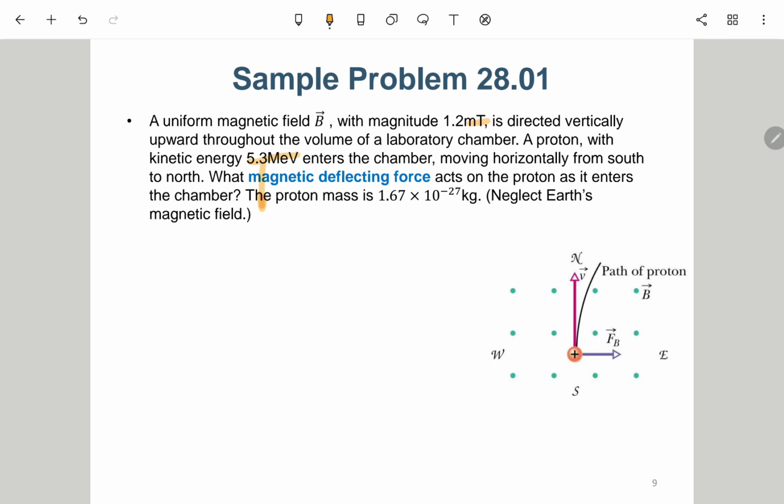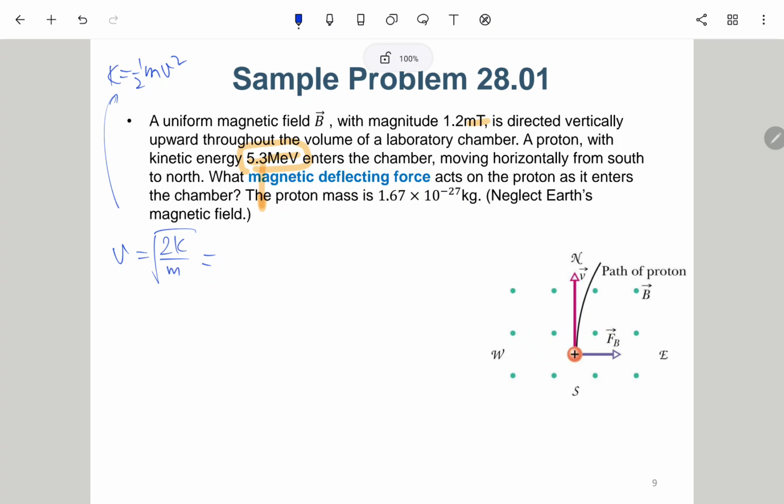Okay, so first of all, we know the kinetic energy of the proton, so we may be able to calculate its velocity. Because if we need to calculate the Lorentz force, we should know its velocity. So v equals the square root of 2K over m. If you don't forget, this comes from K, the kinetic energy, which is half of mv squared.